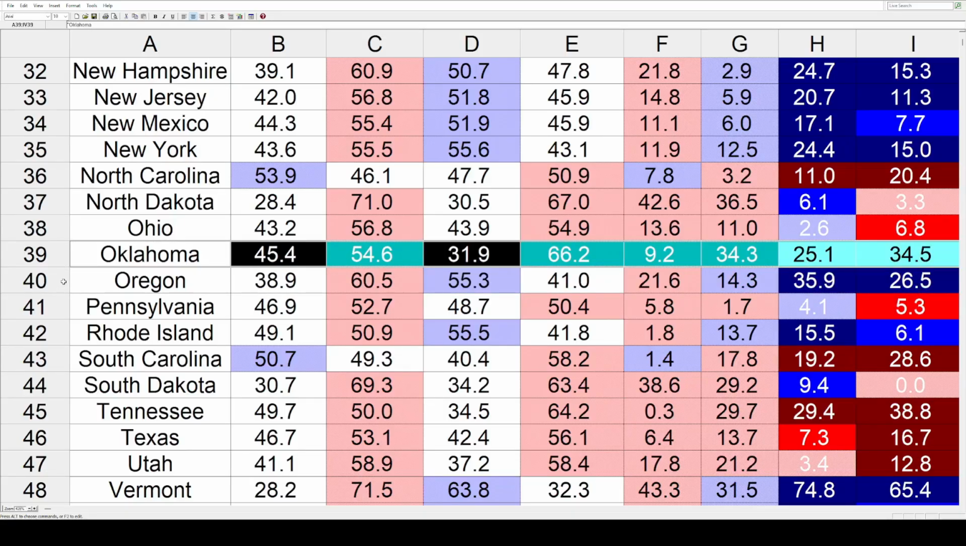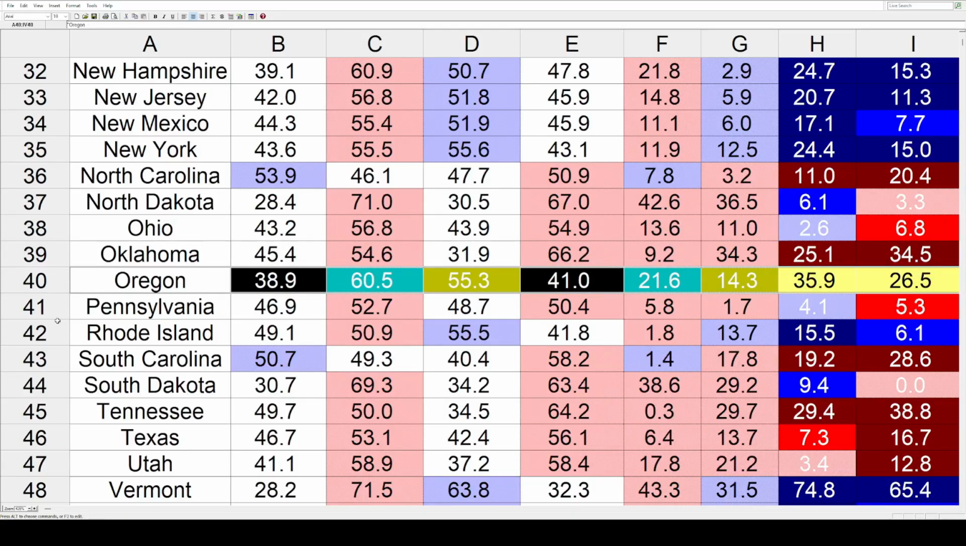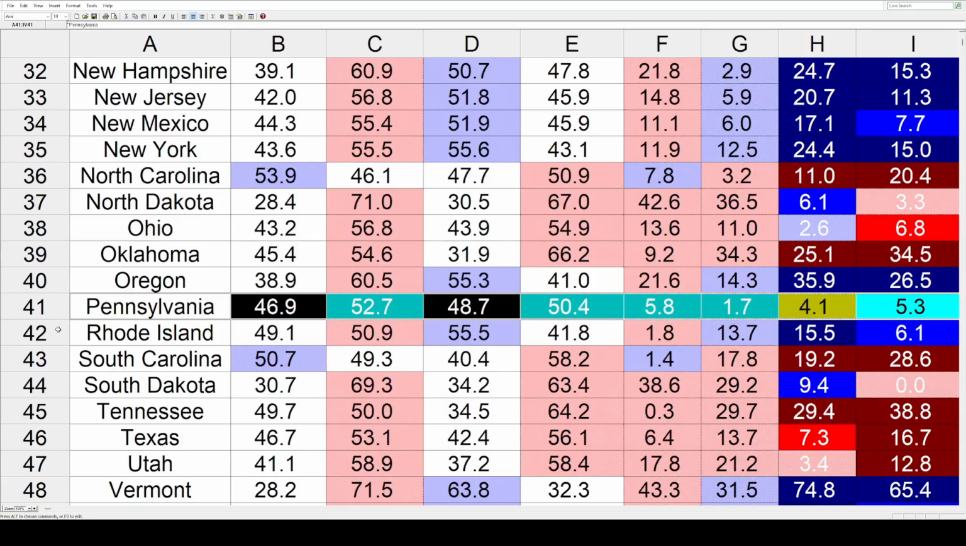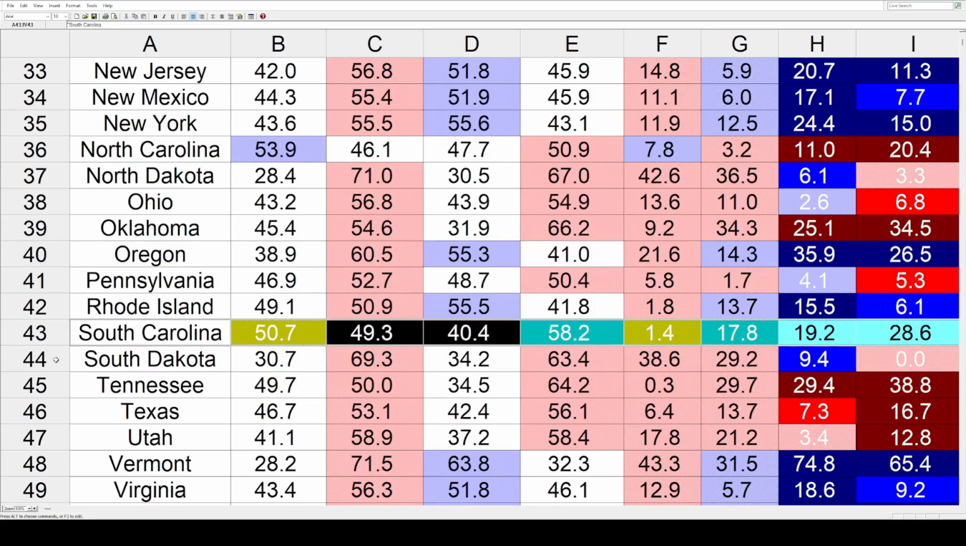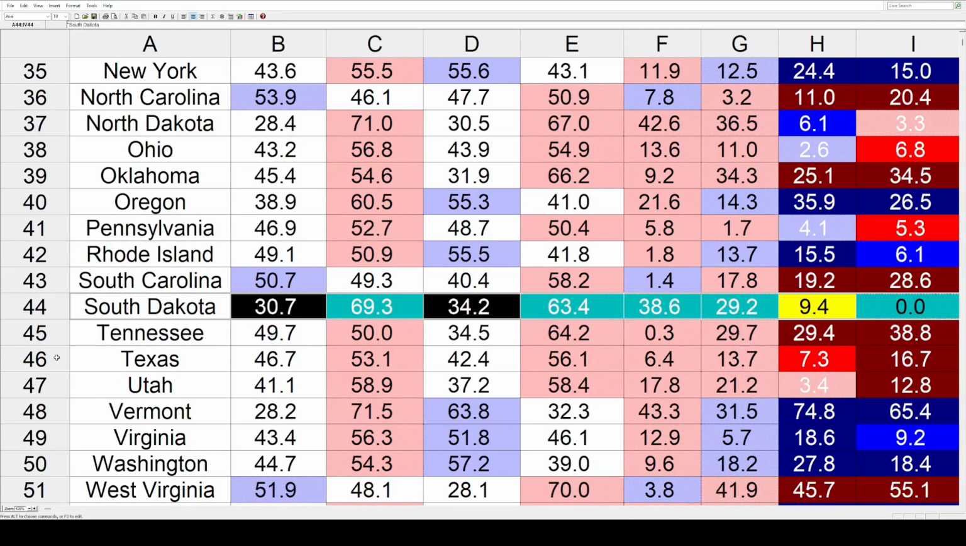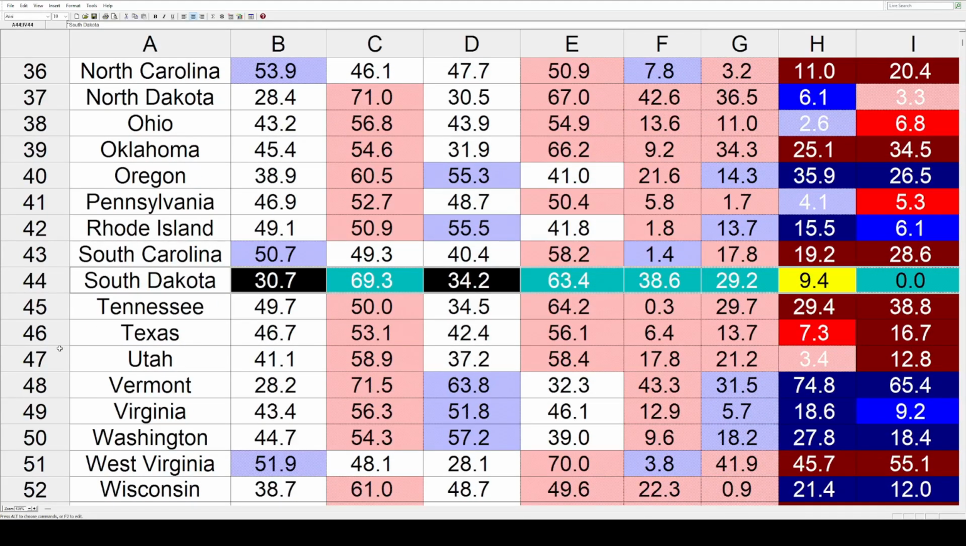Oregon was bluer at 26.5. Pennsylvania redder at 5.3. Rhode Island bluer at 6.1. South Carolina redder at 28.6. Then in South Dakota, they had the smallest trend out of all the states. And they pretty much moved perfectly in line with the country. They swung the same 9.4 toward the Dems.